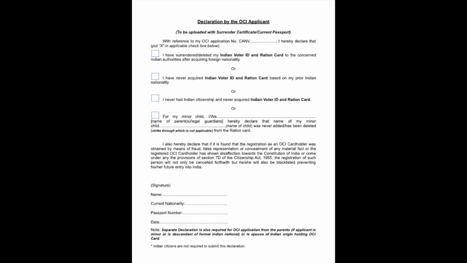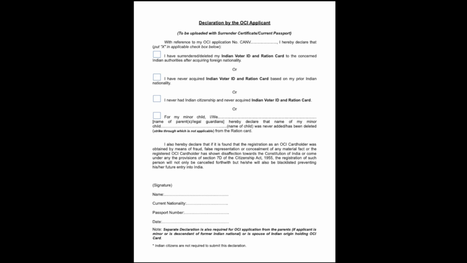I also provided them with the spouse's Indian documents. Since I'm married and my spouse is originally from India, I needed to include copies of their Indian passport, again the first, the last page, and the cancel page, along with their surrender certificate. Then it comes down to declaration or surrender of voter ID and ration card. This is important. Even if you never applied for a voter ID or ration card while you were an Indian citizen, you still need to submit a declaration stating that. I've linked a template in the description for your convenience.